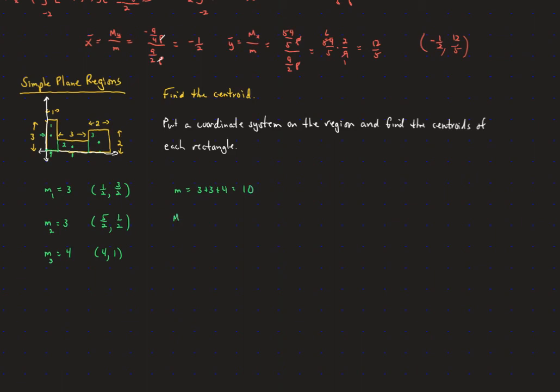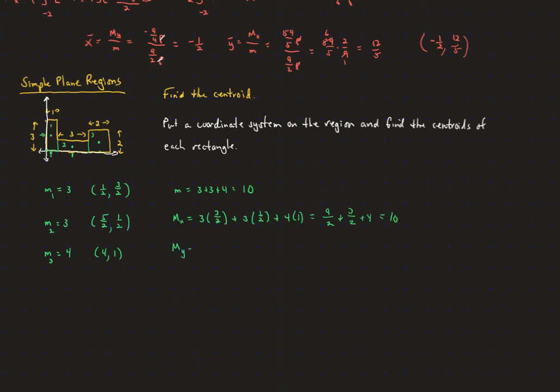We need the moment about the x-axis, so that's going to be the mass times its y coordinate. So that's going to be 3 times the y coordinate, which is 3/2, plus 3, and its y coordinate is also 1/2, and then 4, and its y coordinate is 1. So that's going to be 9/2 plus 3/2 plus 4. The 9/2 and 3/2 is 12/2, which is 6, plus 4 makes that 10.